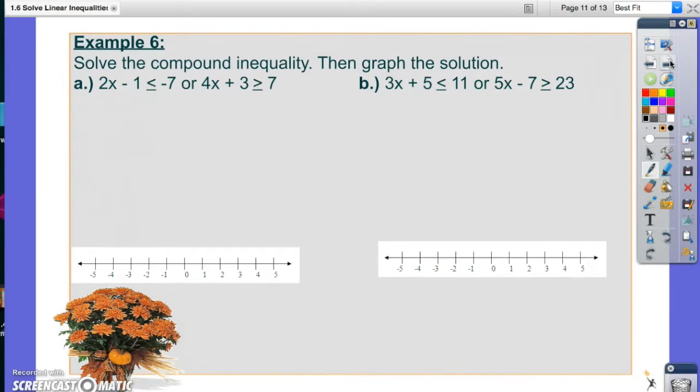Okay, well, we looked at and compound inequalities. Let's take a look at or. We're going to do the same thing, and honestly, once again, I think of it as 2 separate problems in one problem to solve. So we solve them separately. Okay, so let's look at letter A. A is 2x minus 1 less than or equal to negative 7, or 4x plus 3 greater than or equal to 7. All right, so the first thing we have to do here, I'm going to solve the first one on the left.